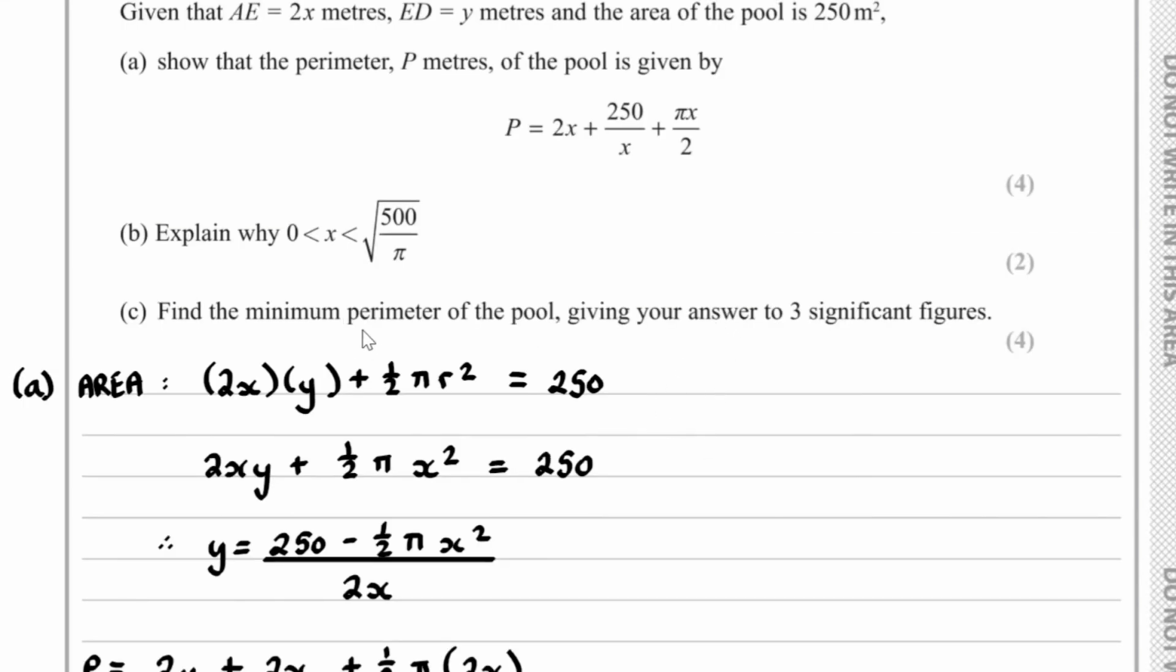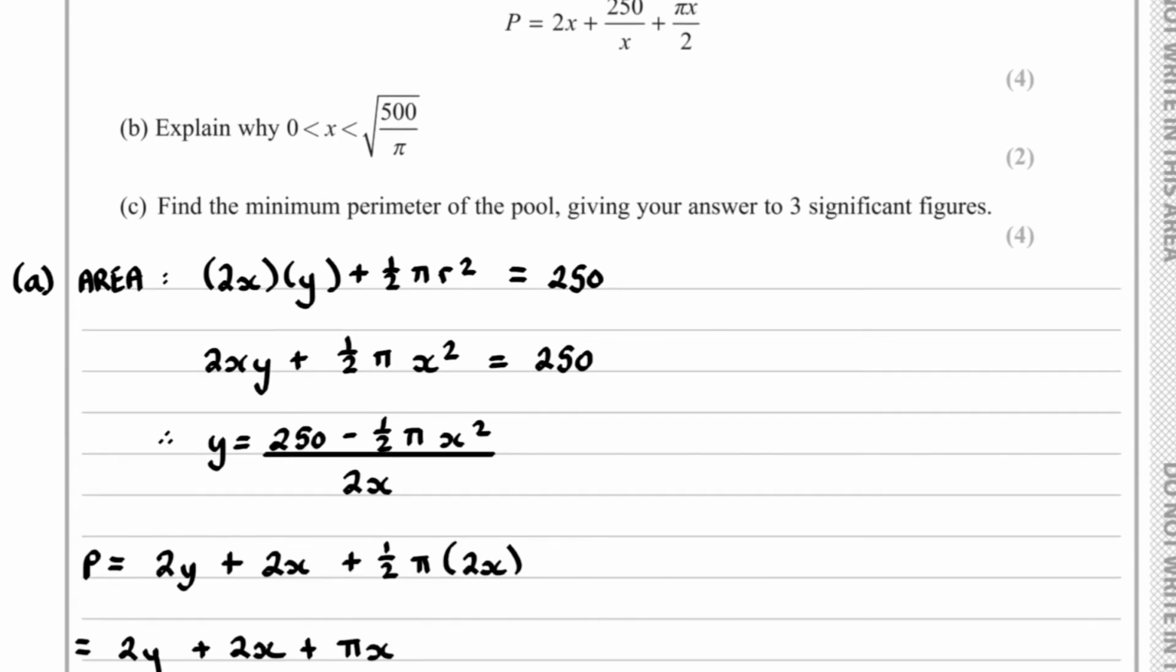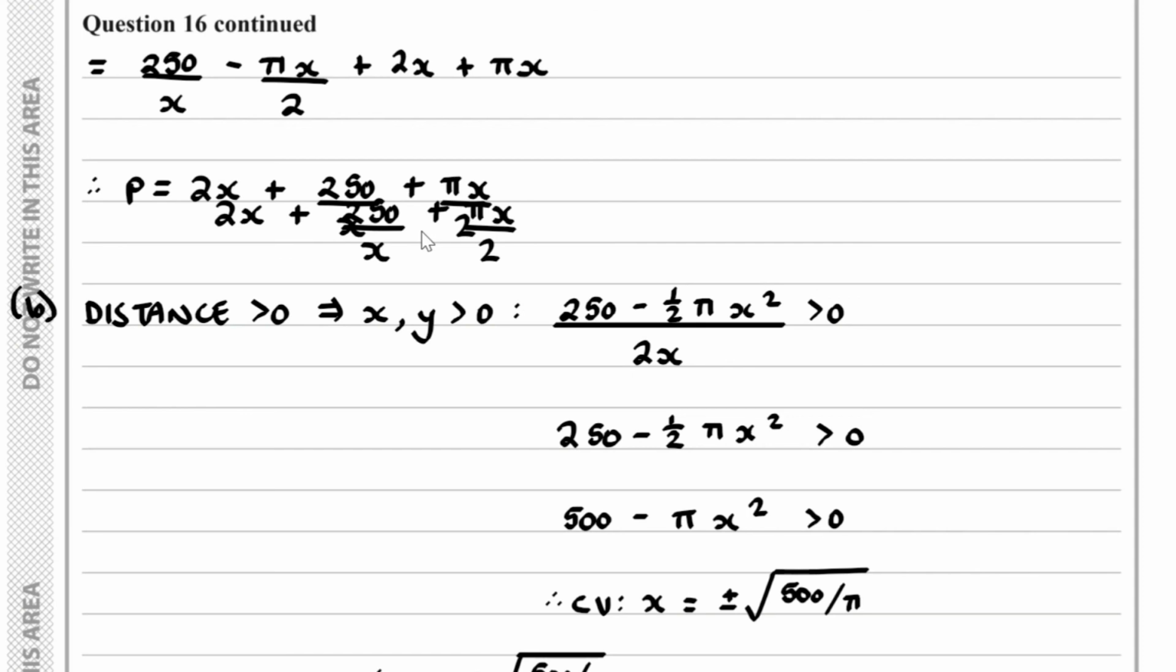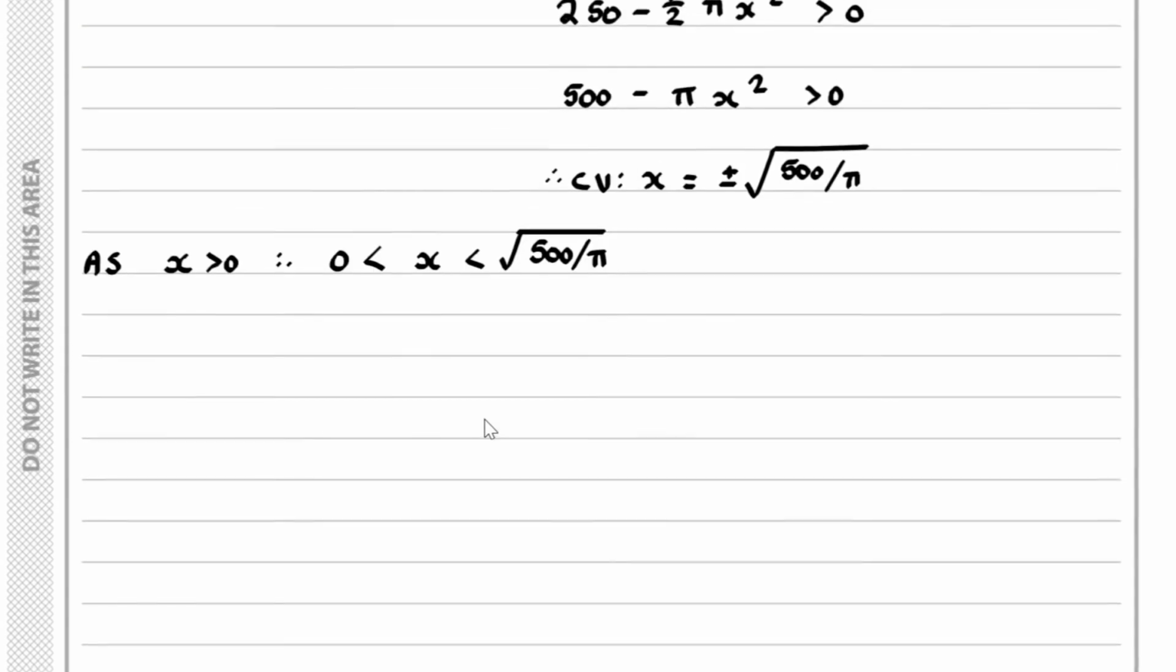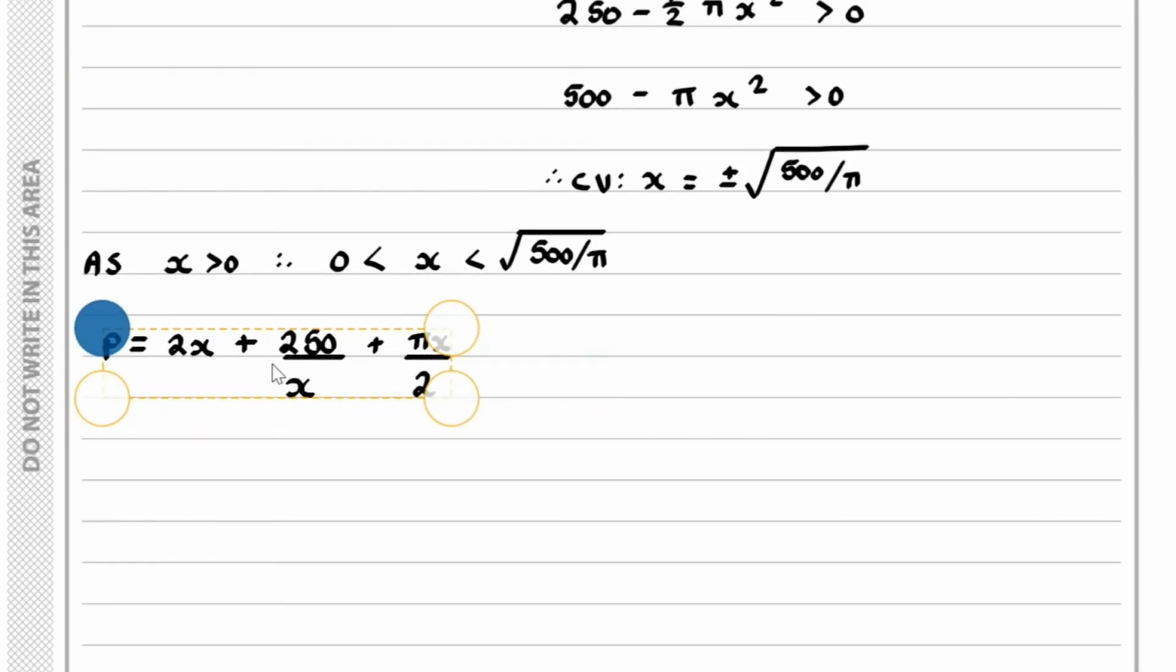Now for part C, we have to find the maximum perimeter of the pool, giving the answer to 3 significant figures. Now the word maximum suggests to us we would have to differentiate and set the derivative equal to 0. Now we know what P is. P is this result here. So for part C we begin with this, and if I rewrite it such that we've got 250 x to the minus 1, that makes the differentiation easier for us. And then we've got the pi over 2 x.